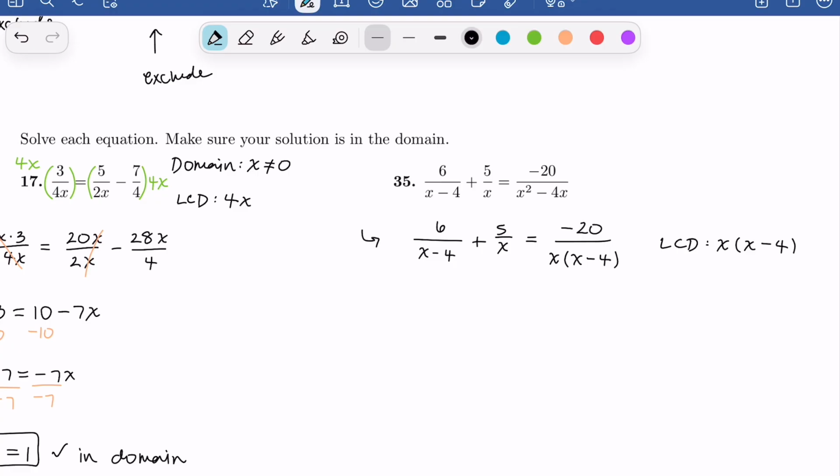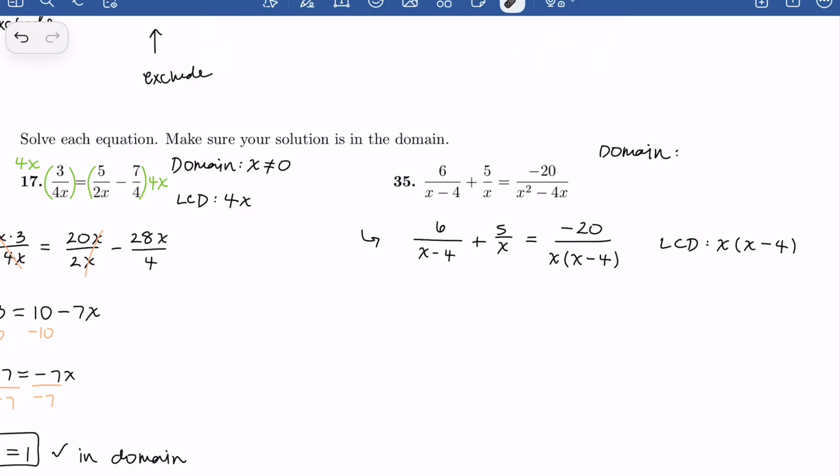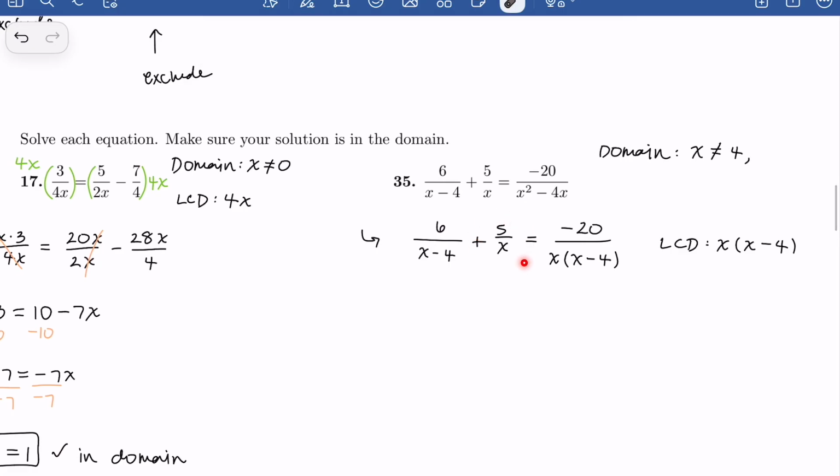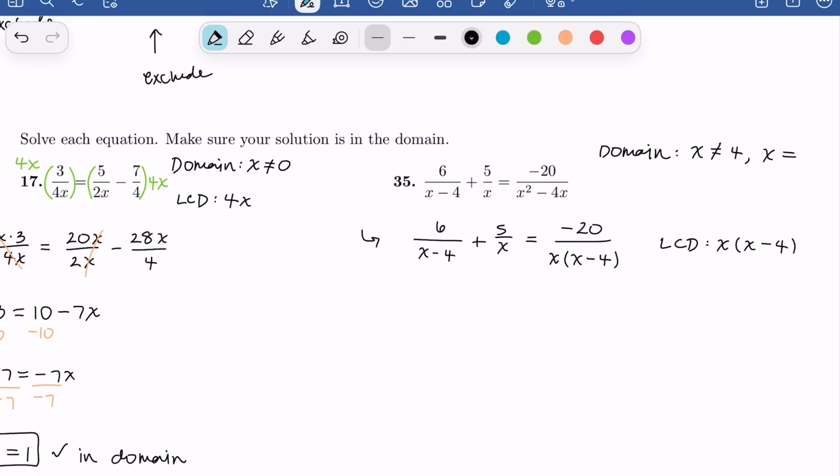All right, and then like I said, we also want to make sure we identify the domain. So the domain is again going to be all real numbers except those that will make our denominators equal to 0. So looking at this first denominator, this is going to be equal to 0 if x is equal to positive 4. If I were to plug positive 4 into this, I would get 0 in my denominator. So my domain is going to be all real numbers except for negative 4, sorry, positive 4. And looking at our second fraction here, if x is equal to 0, this denominator is going to be equal to 0. So that's going to be another restriction. x cannot be equal to 0.